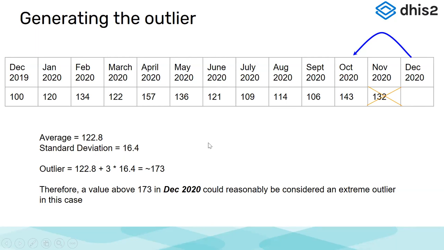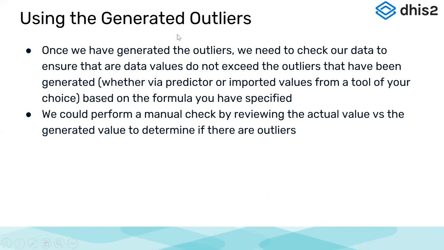Therefore, a value above 173 in December could reasonably be considered an extreme outlier in this case. As it was stated before, we have to remove the extreme outlier, meaning above 173, we don't need those data. Using the generated outliers: once we have generated the outliers, we need to check our data to ensure that data values do not exceed the outlier that has been generated, whether via predictor or imported data from an external tool of your choice, based on the formula you have specified.